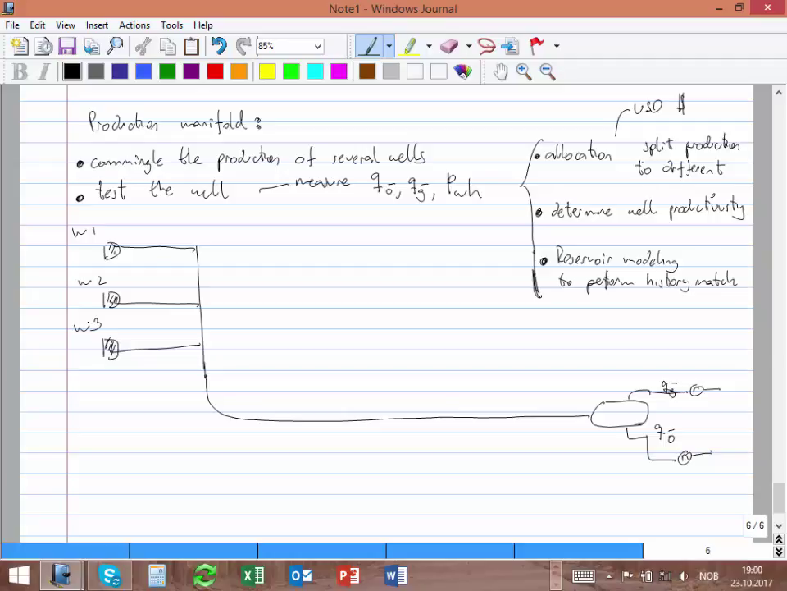Okay, so that's why we make a parallel header, okay? And then we take another line to something, this is the main production separator. And here I have a smaller separator that I call the test separator. Periodically, as defined by the contract, by the type of arrangement they have, I have to test the wells one by one. Okay, so how do I do that in this system? How do I test, for example, well one, I test well two, I test well three? How do I send this well to the test?